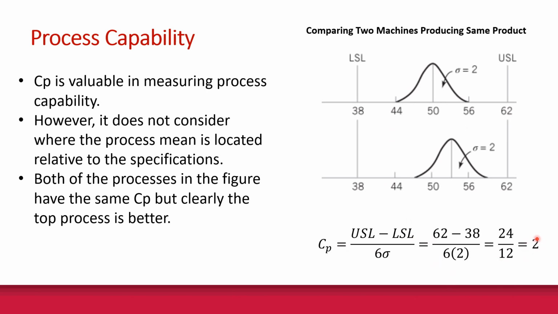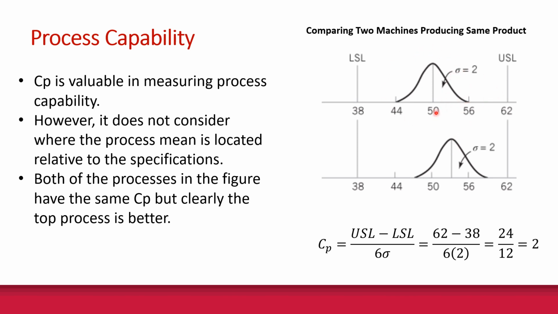The interesting case is if you compare machine 2, you get exactly the same process capability ratio value of 2. However, what's the difference? Look at machine 2 here. It's producing products within specification. However, the mean is shifted over, looks like about between 50 and 56. If we looked at both of these machines, we would say that we would actually prefer the top case.